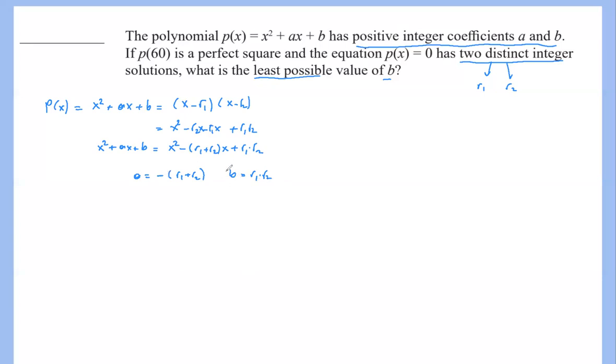If b is positive, then r1 and r2 should be the same sign, which means either both of them will be positive or both of them will be negative. But at the same time, if you take these two positive, the sum is positive, but there is a minus, so a will be negative. But we are told it is positive, right? So which means the roots have to be negative.